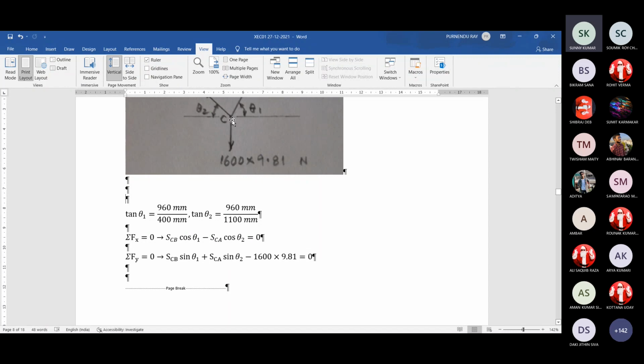Sir, can we use Lami's theorem here? For three forces? Yes, sir.